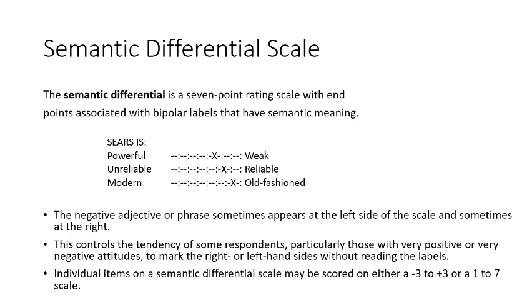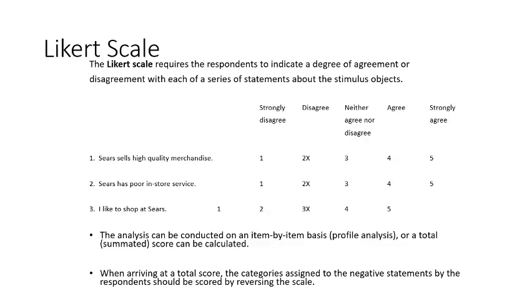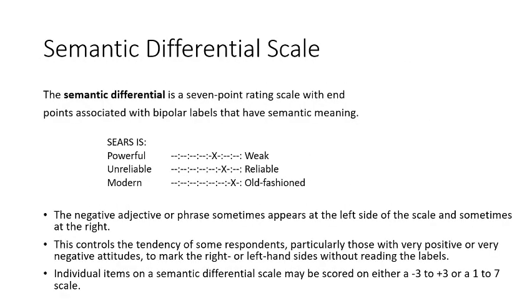They have endpoints associated with bipolar adjectives. This is not single polar; this is bipolar, and the responses come from both sides. Labels are semantic: powerful to weak, unreliable to reliable, modern to old-fashioned, like that. People provide answers like: City Shopper is a powerful or weak distributor in Haripur, a reliable or unreliable product seller, a modern or old-fashioned outlet available at Haripur.